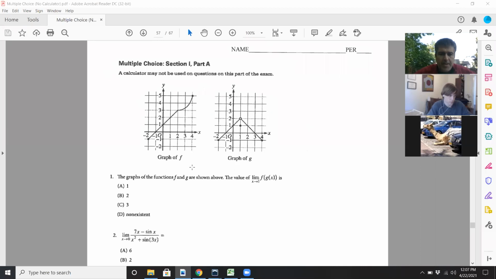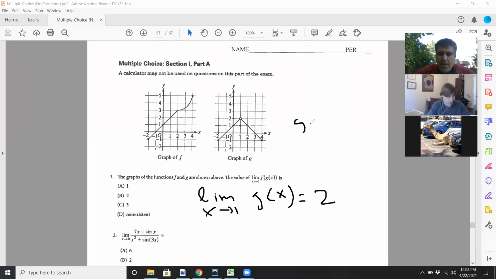So for number 1, the graphs of the functions f and g are shown above. The value of the limit as x approaches 1 of f of g of x. Well, if we think about it, you don't really have, obviously, functions for g or f, right? But x is approaching 1. So you could really do this first to see what that limit's going to be. And we know what that limit's going to be. That limit's going to be 2.